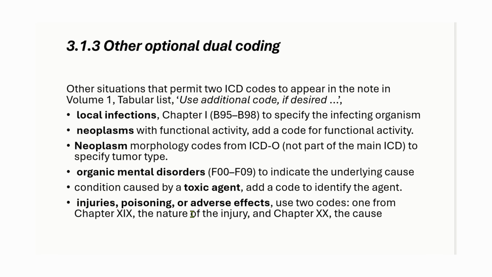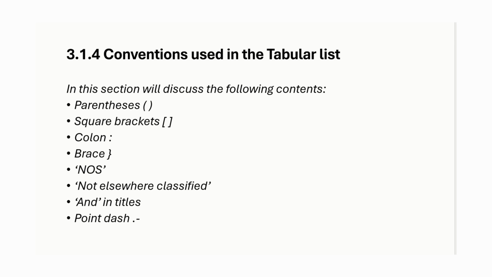And these are in 6 main areas. In local infections, to specify the infecting organism; in neoplasms, especially with functional activity; in neoplasm morphology, in ICD, which is not part of the main ICD; in organic mental disorders; in conditions caused by a toxic agent; and lastly, in injuries, poisoning, or adverse effects, where you use 2 codes, one from chapter 19, the nature of the injury, and chapter 20, which you specify the cause.